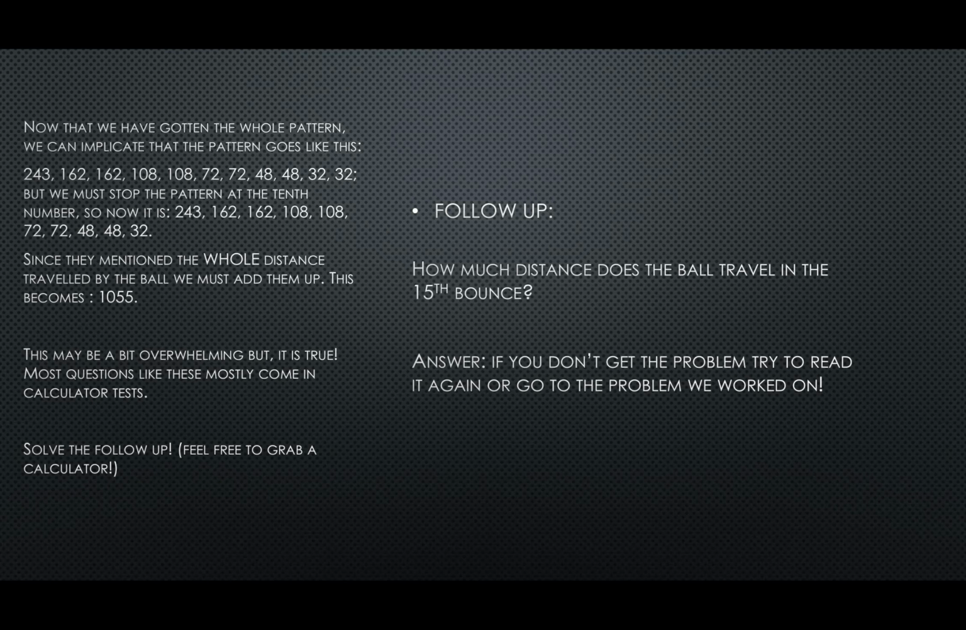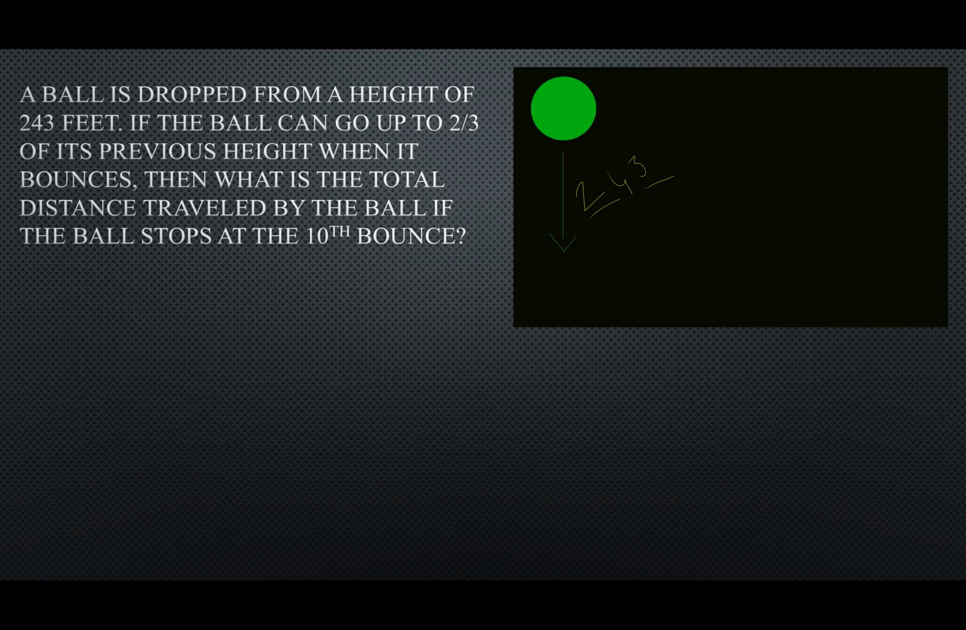So here, what we need to do is stop this at the 10th bounce. Here what we did was we counted this one, the 11th one. We need to exclude that. So right here, since we excluded it, we don't have the 32 anymore. Since they mentioned the whole distance, right here, it said, what is the total distance?